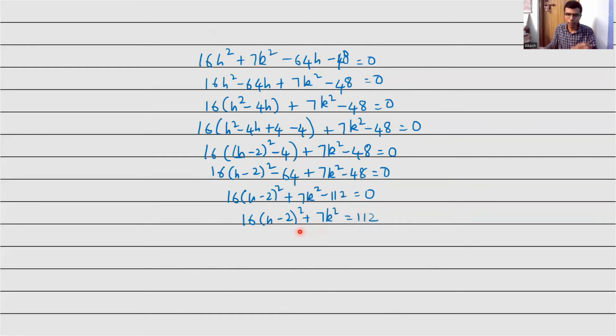Now divide the entire equation by 112. Okay, I'd get 16 times h minus 2 whole square divided by 112 plus 7k square by 112 is equal to 112 by 112. 16 ones are 16, sevens are 7. So here I would have h minus 2 whole square by 7 plus k square by 16 is equal to 1. See, observe this format. It's actually the equation of an ellipse, which you will learn in your second year.